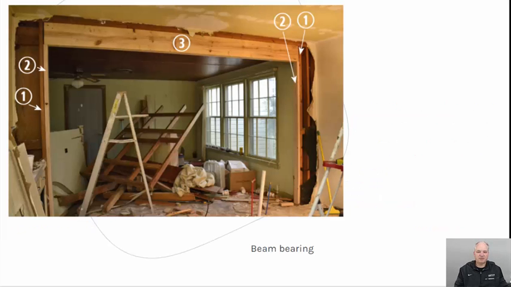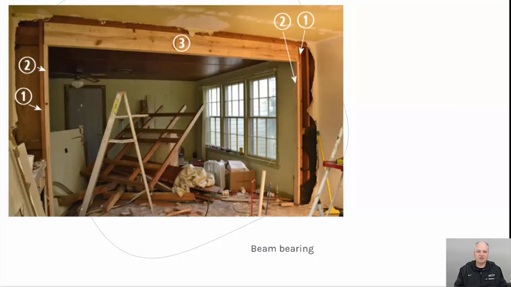So as a reminder, when we're talking about bearing, we're talking about what supports the end of the beam. So as you can see in this figure, number 3 is our beam. Number 2 on both sides is what we call our jack stud. And the jack stud, in this case, supports the ends of the beam. Number 1 on both sides is what we call our king stud. And the king stud supports the jack stud and also supports the end of the beam.